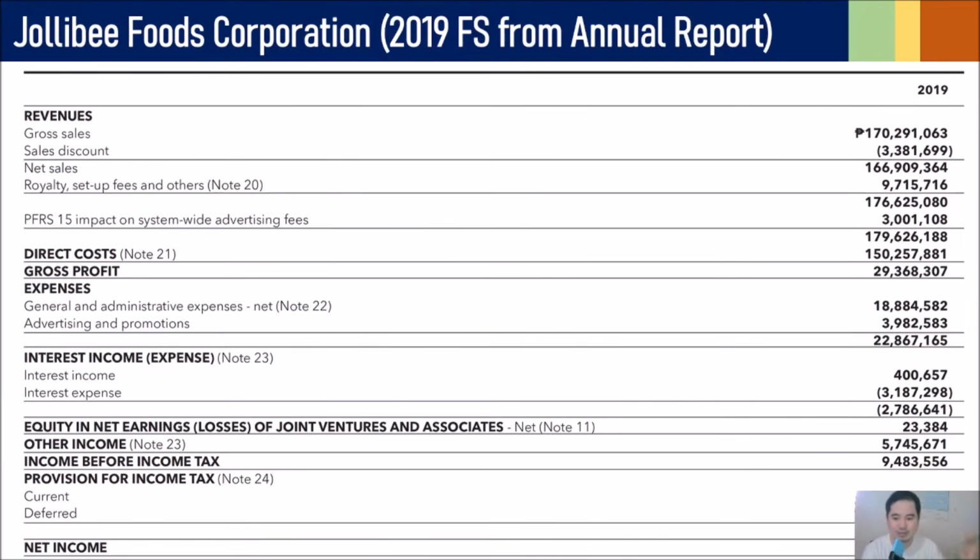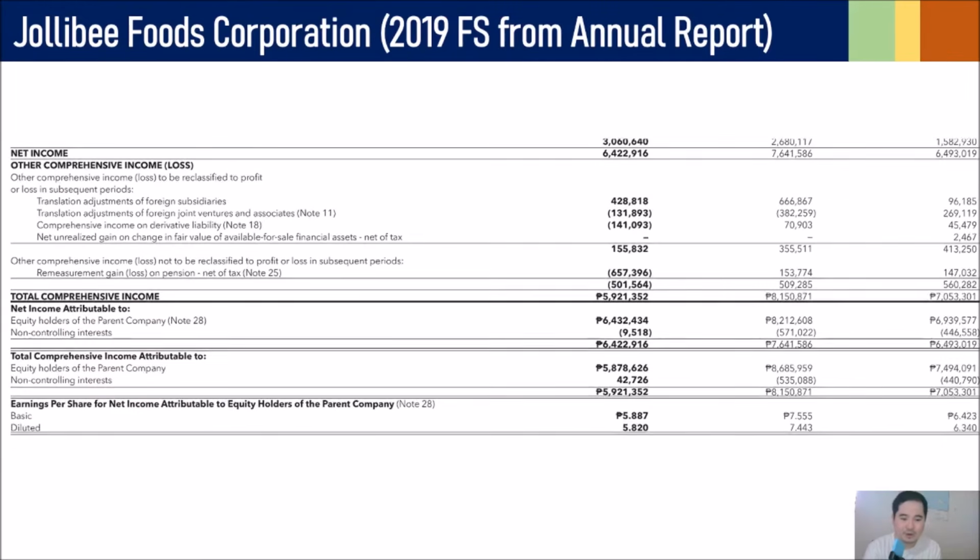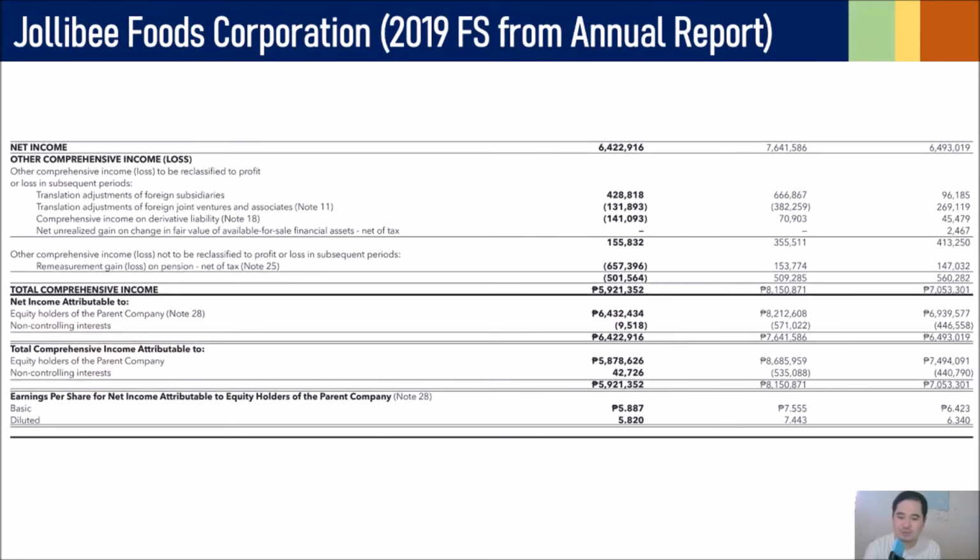6,422,916. So, hindi nyo po yata kita sa video kasi nandito po ako sa gilid, no? Pero, yun po. The net income is 6,422,916. Okay. So, ito naman po yung kanilang comprehensive income area, no? Yung kanila pong comprehensive income area, syempre, magsa-start sa net income, di ba? Okay, and then, re-report mo na po si other comprehensive income.